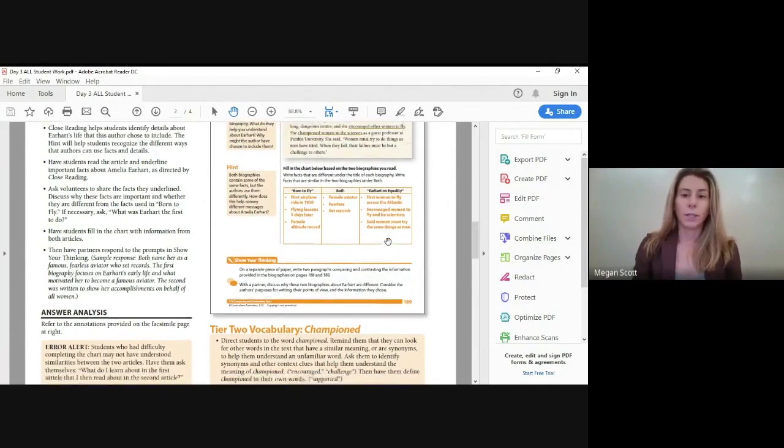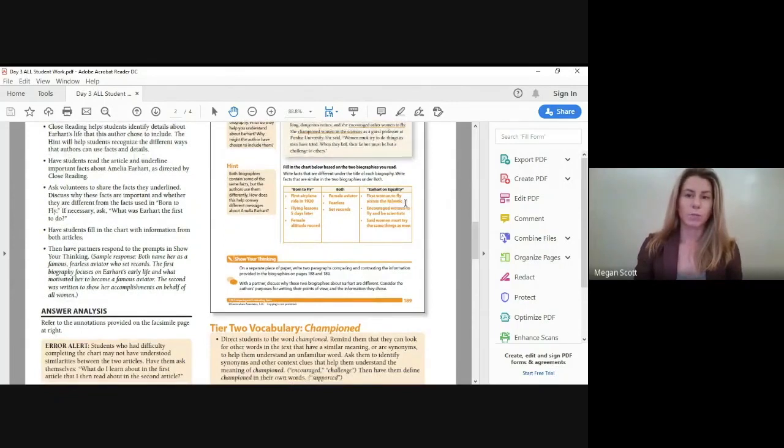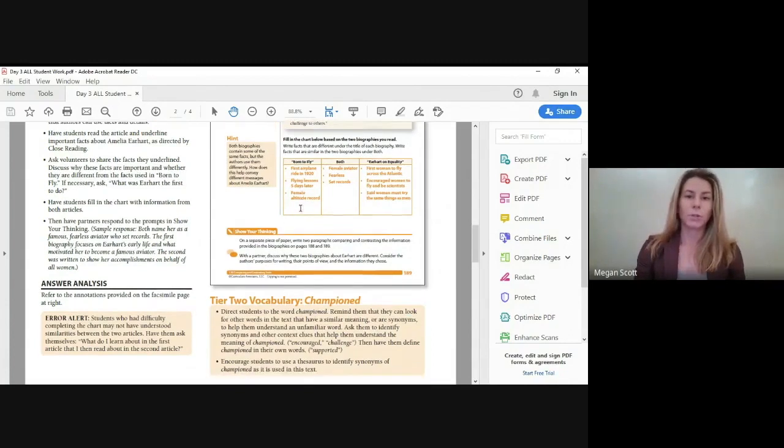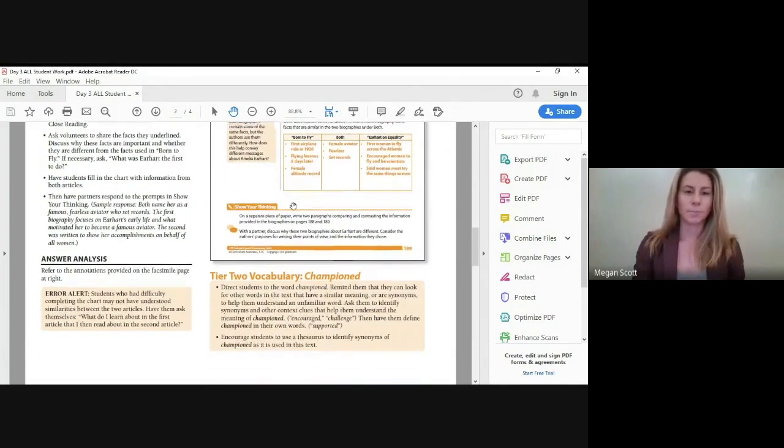Earhart on equality mentions first woman to fly across the Atlantic, encouraged women to fly and be scientists, and said women must try the same things as men. Again, those are differences only mentioned in Earhart on equality and not in Born to Fly. Hopefully, your answers look similar.